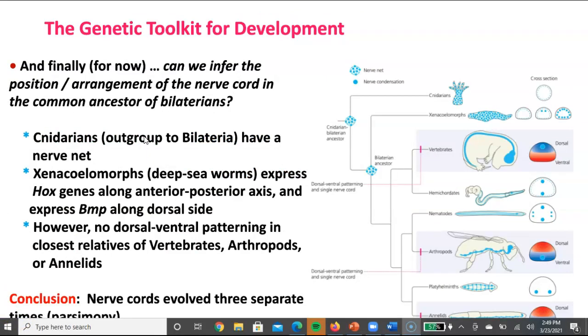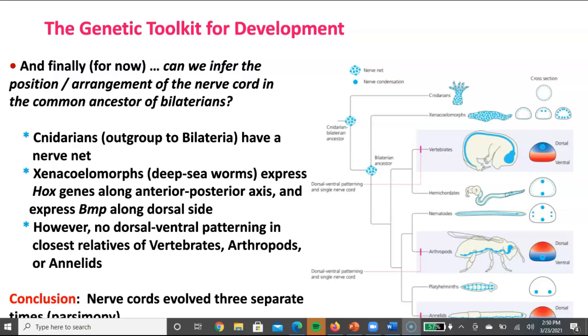So the last thing we're going to look at here under the genetic toolkit for development, finally, for now, we're going to address this question on this slide. Can we infer the position/arrangement of the nerve cord in the common ancestor of bilaterians? So again, vertebrates, our nerve cord is positioned dorsally, and in insects, it's positioned ventrally. So now are we in a position where we can assess where the nerve cord may have been positioned in the common ancestor of all of us, bilaterians?